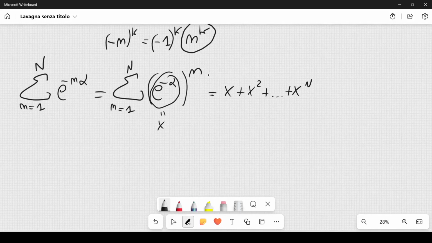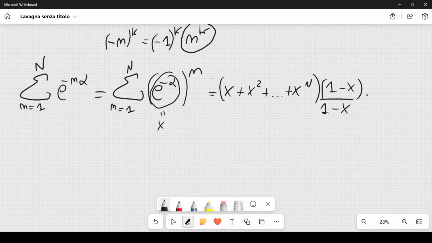So this summation would imply x plus x squared plus dot dot dot plus x to the power N, right? If we multiply this by 1 minus x and divide by the same thing, we can rewrite this and easily understand that it will be equal to x minus x to the power N plus 1, divided by 1 minus x, right?